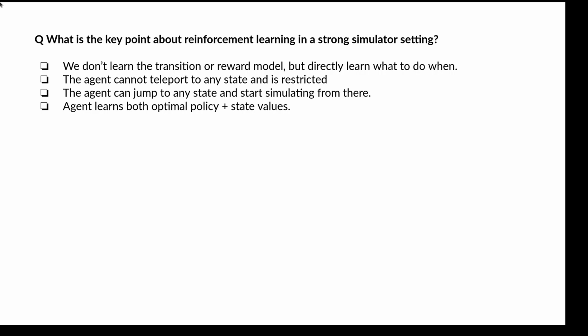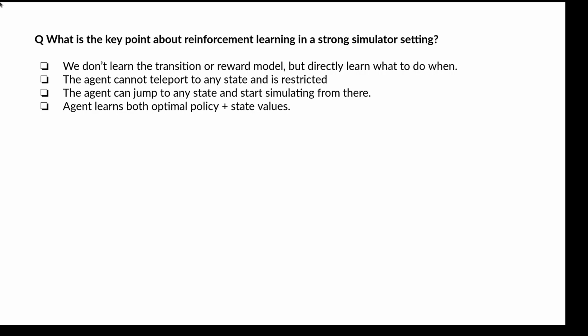Finally, the policy effectiveness is sensed through reward itself. So the first one is obviously not correct. The agent cannot teleport to any state and is restricted. It is saying the agent cannot go from one state to another state. Why can it not go? And it is restricted.